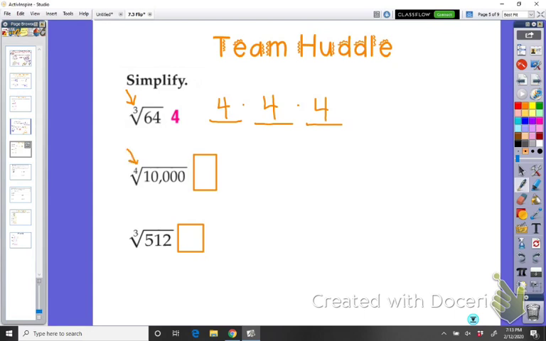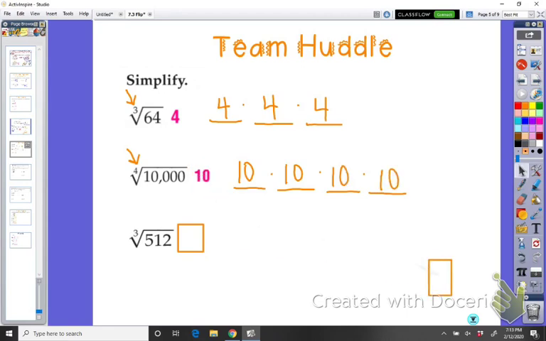This one I need a number 4 times in a row that equals 10,000. So you can break it down into a tree or know that 10 times 10 times 10 times 10 is 10,000. So this answer is 10.